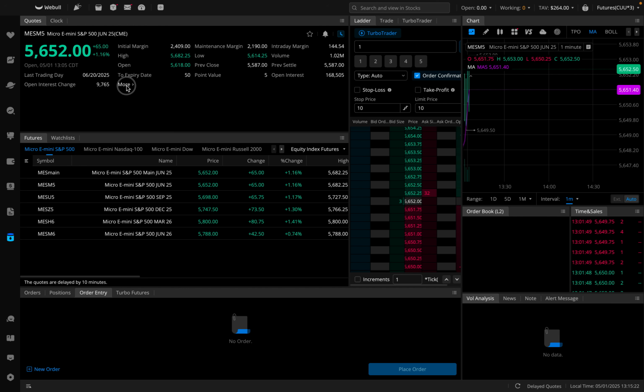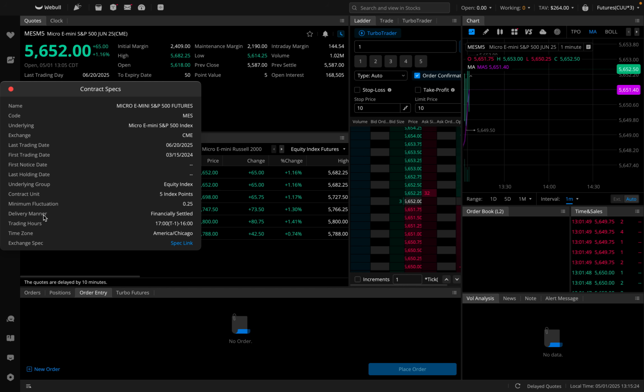Then we also have the delivery manner. So this one is financially settled. And then we can also see the trading hours here. And in fact, if you click on the spec link here, which is the exchange spec, you can see some more information. But those are the key important details you need to know here for trading futures.